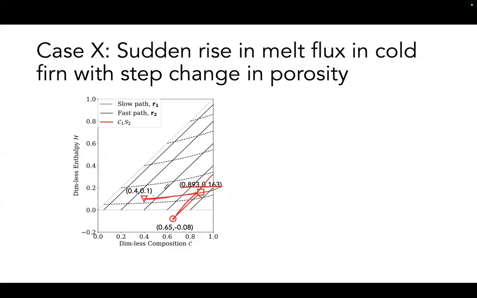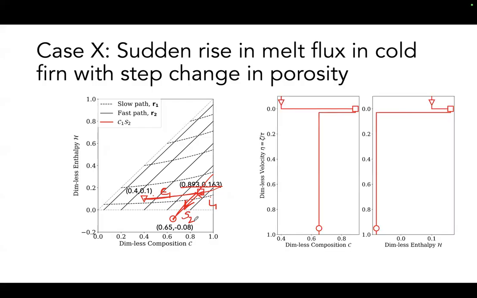So here you have a contact discontinuity representing the same meltwater flux, but different porosity between the left state and the intermediate state. But then from intermediate state I1, we have a fast path emanating into the cold region. So it's an extended fast path. And since we are going in the direction opposite to the increase in the speed of the waves or characteristics, that leads to a shock wave. So this is the C1S2 solution.